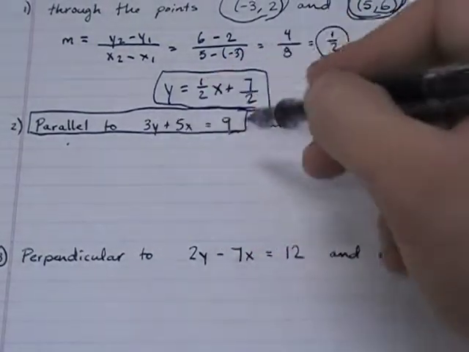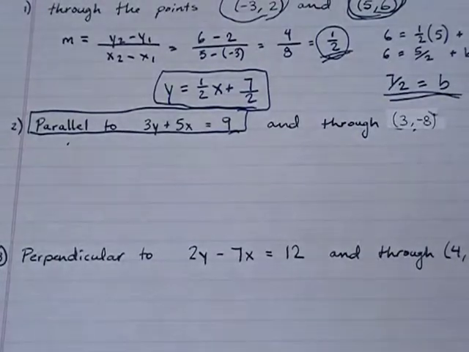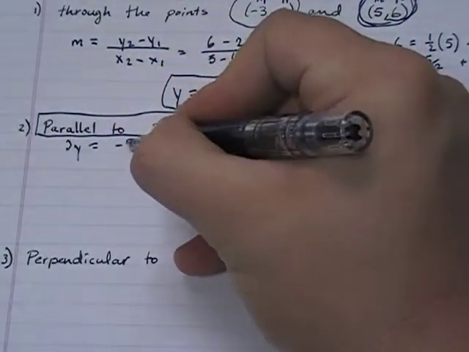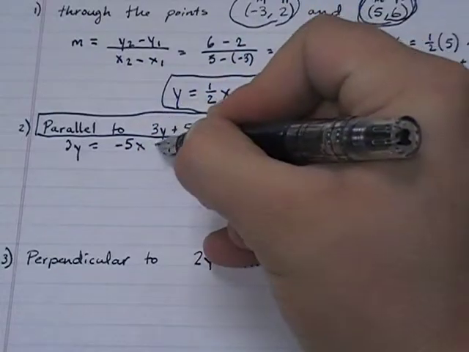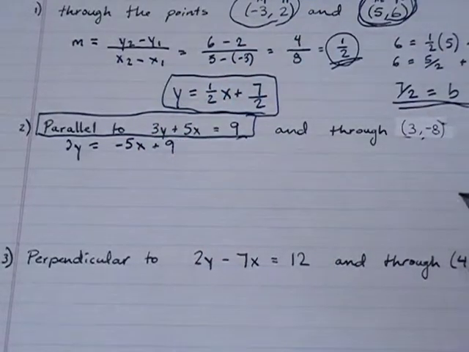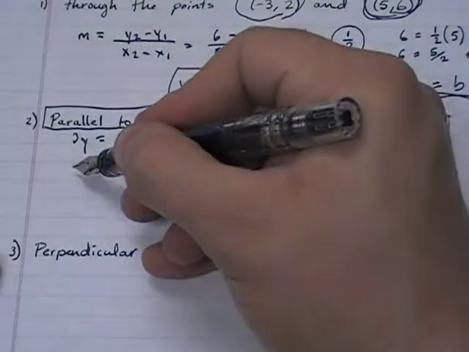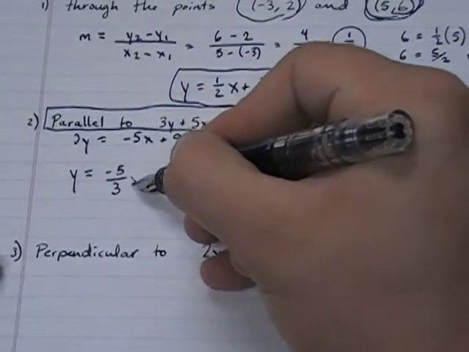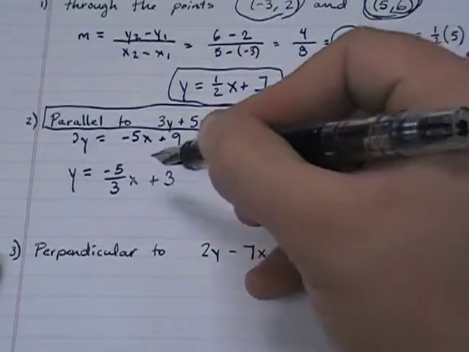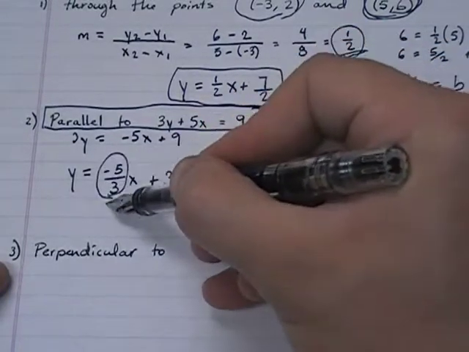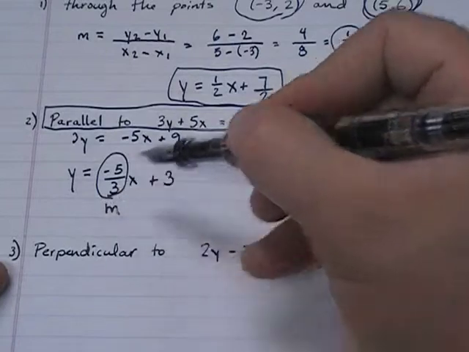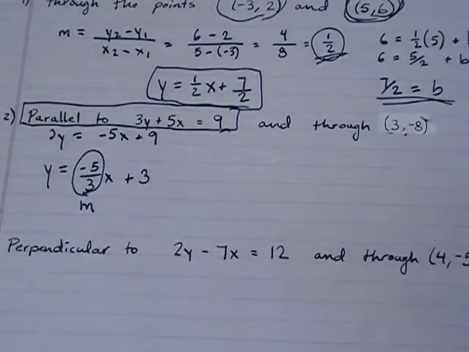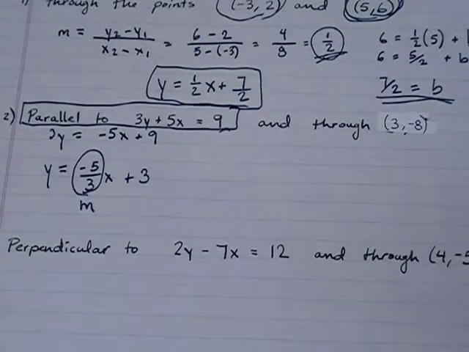So I take this equation. The easiest way to find the slope is to solve it for y. So I say 3y equals -5x plus 9. And divide both sides by 3. I get y equals negative 5/3 x plus 3. So now here is my slope, m. Okay? My new equation must have the same slope.